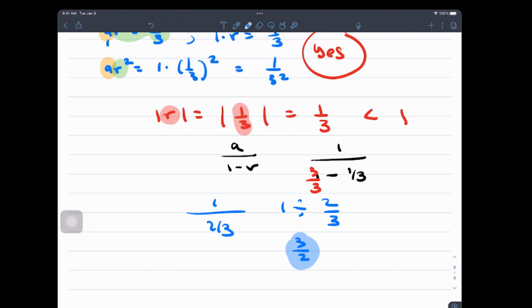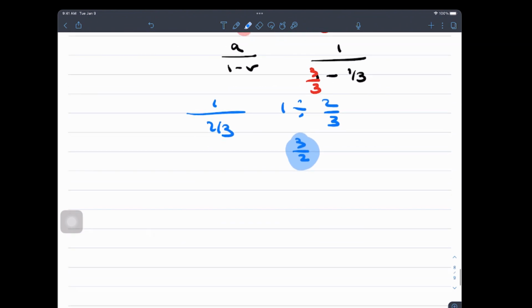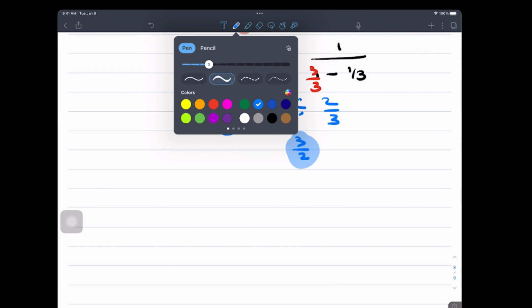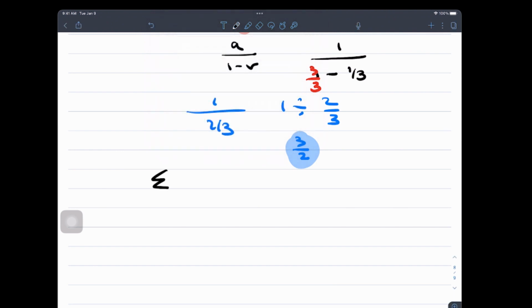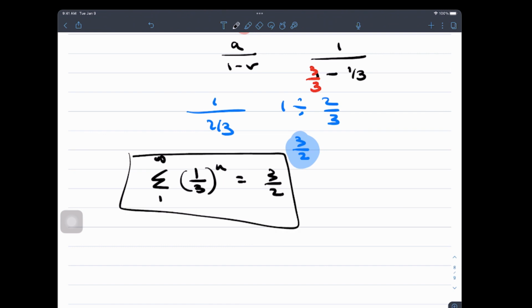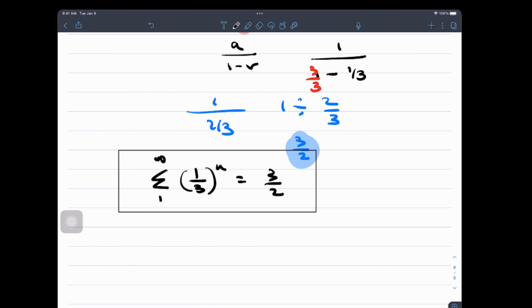Ladies and gentlemen, you're done. That sum here, what we've shown is this: the sum of 1/3 to the nth power is 3/2. And this is all about the sequence of partial sums converging.